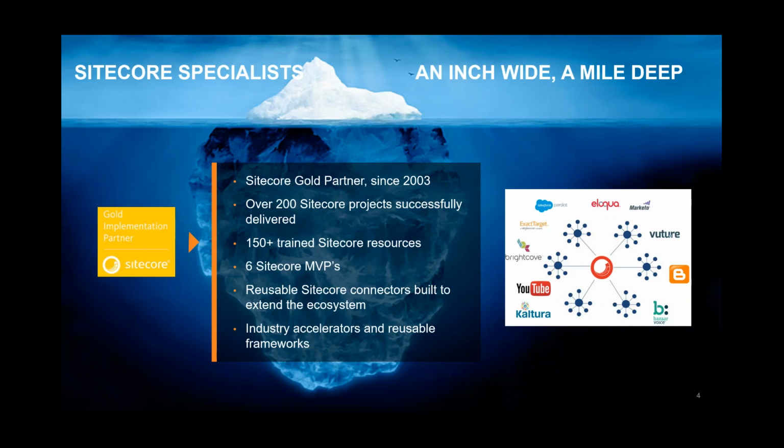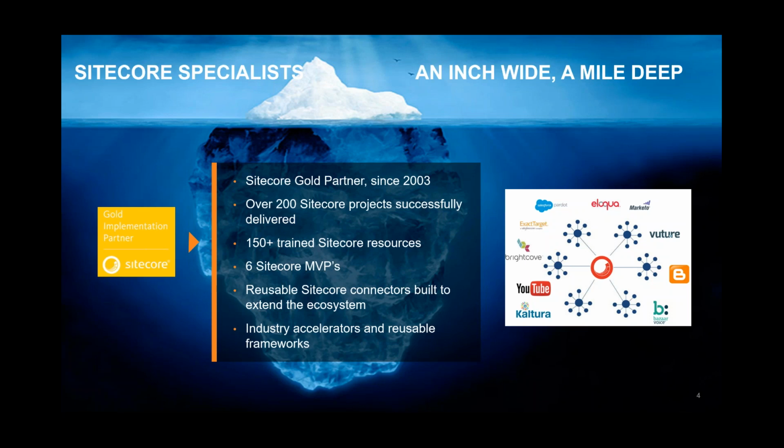So just to give you a broad overview, we've been a gold partner, you know, forever, since 2003. We've delivered well over 200 Sitecore projects, and right now we have anywhere between 40 and 50 Sitecore projects in flight at any one time, including a lot of retained clients that use us for ongoing managed services to help them keep the lights on, to advise them strategically, to help them stand up marketing campaigns and to help them measure them and so forth. We have 150 or more now, really, trained Sitecore resources. This year we have 6 Sitecore MVPs. I'm super thrilled to be one of them.